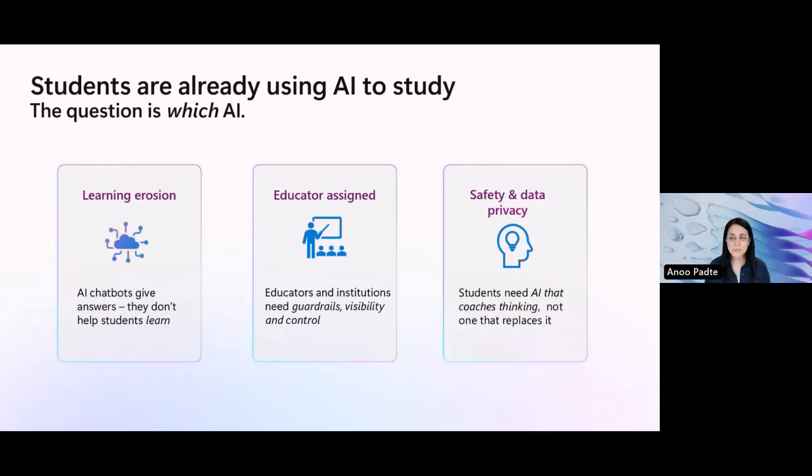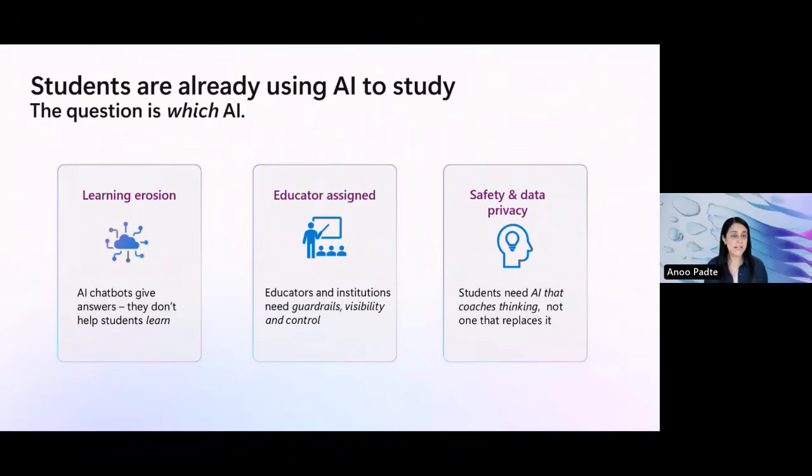All right, why did we build the Study and Learn agent? Look, we all know students are using AI. That boat has sailed. We know 76% of Gen Z are already using AI. More than half of them are using it to do homework. The question is not whether students are using AI. The question is which AI are they using? Are they using AI that just gives them answers, or are they using AI that helps them learn, pause, and think and develop their own understanding?